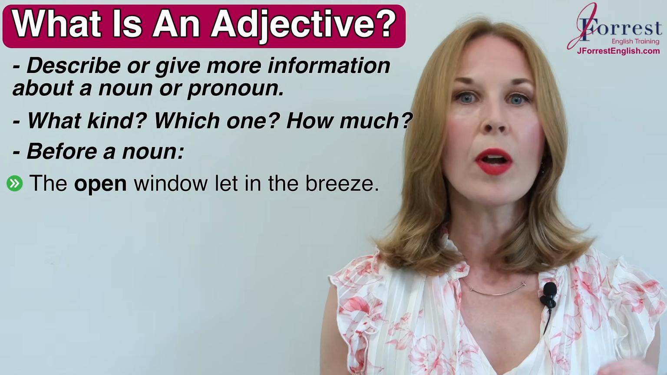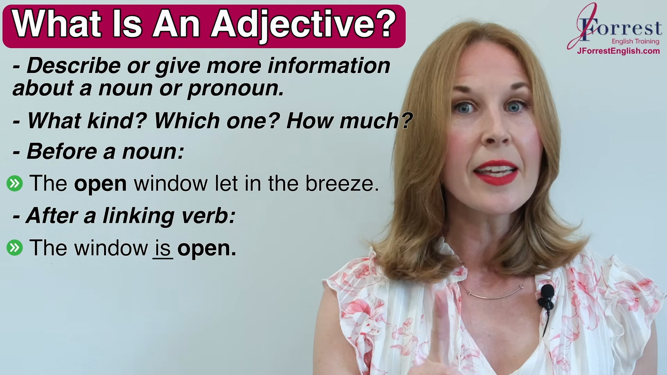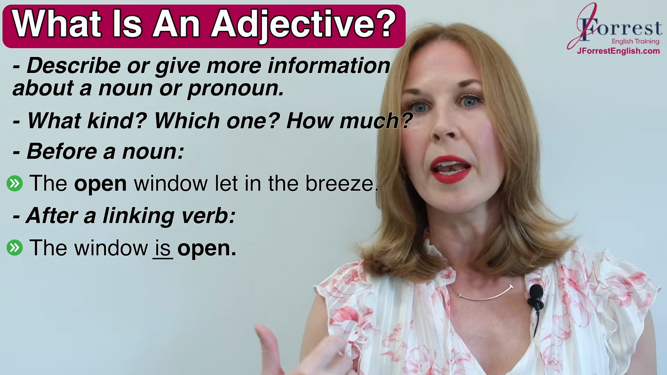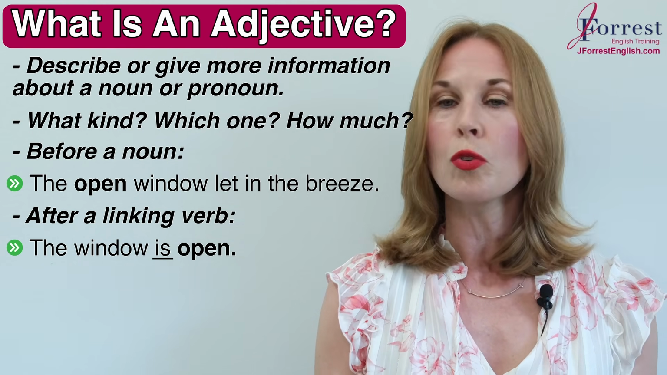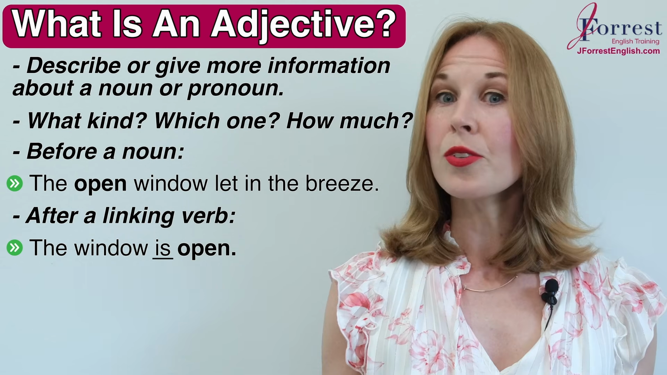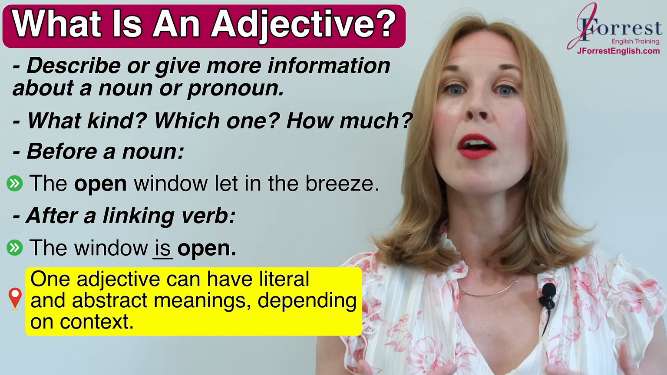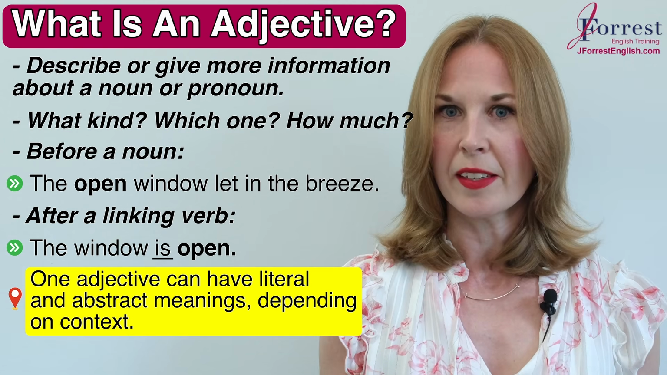But it can also come after a linking verb. The window is, that's your linking verb, and then your adjective, open. It still describes the window, but it comes after. Those are the two common placements. And as you'll learn in this lesson, one adjective, like open, can have literal and abstract meanings depending on context.